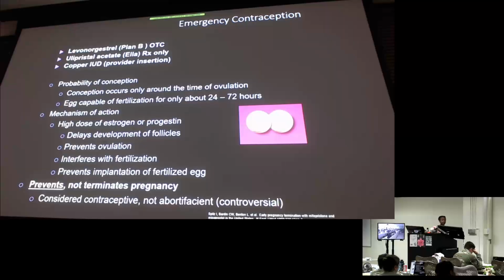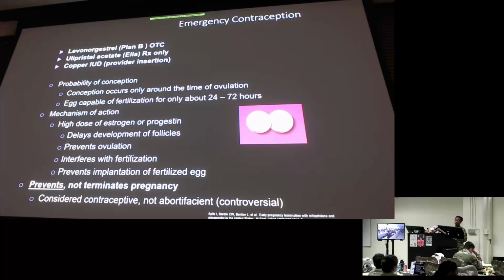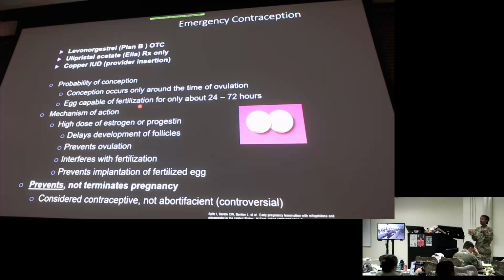Okay? So conception is usually going to happen around the time of ovulation. People need to know when they ovulate if they're going to try to naturally avoid becoming pregnant and they're still having sex. When you look at the capability of fertilization, it's only about a 24 to 72 hour window. So getting pregnant happens in a very small window, 24 to 72 hours.